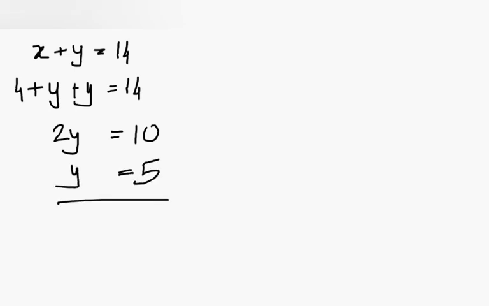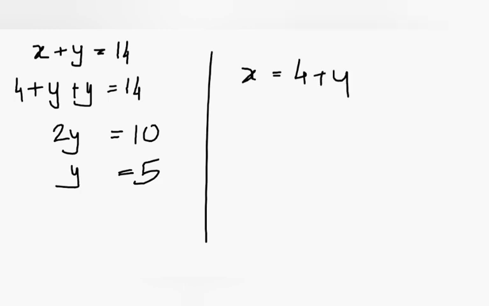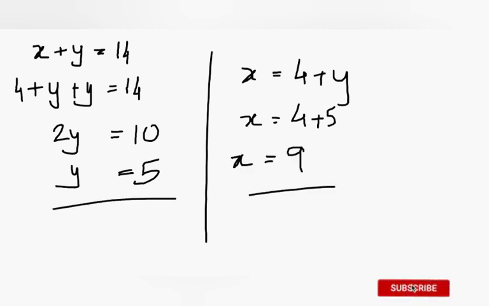So y is equal to 5, and since we got y is equal to 5, we know that x is equal to 4 plus y. So x is equal to 4 plus 5, which is x is equal to 9. So we got our solution using the substitution method. Now let's begin with the exercise.